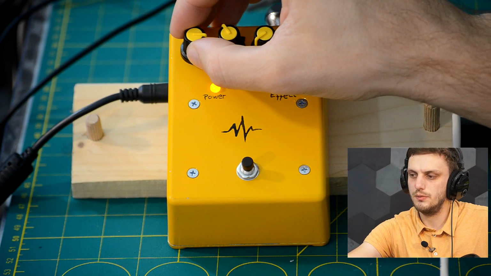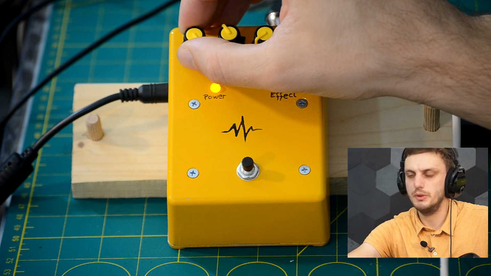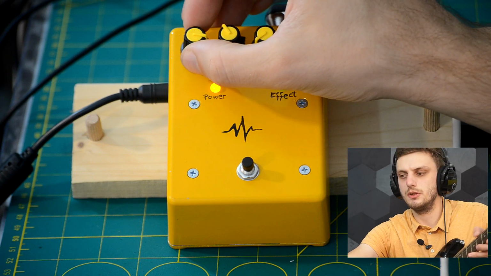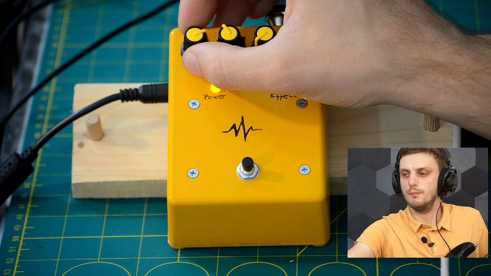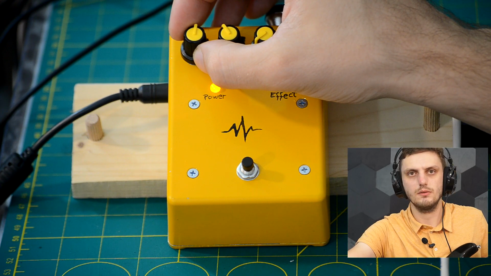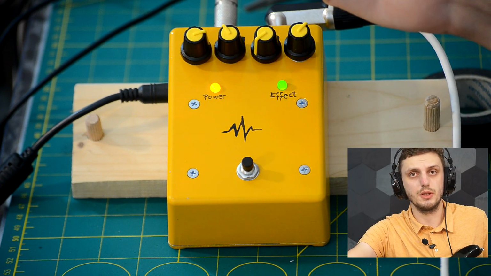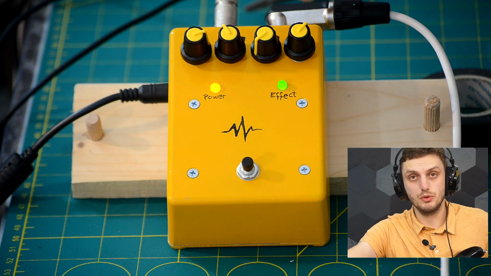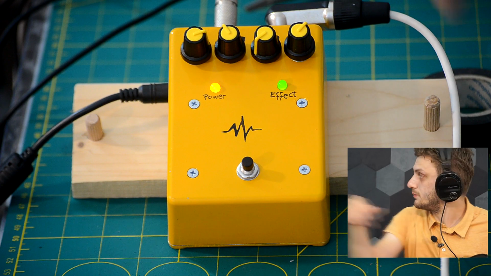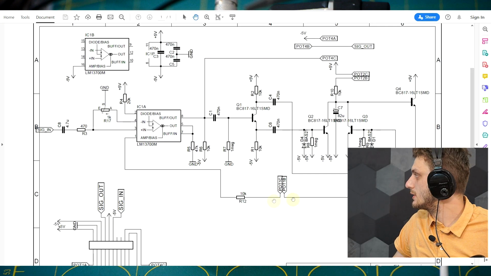If we try it out, we can set it to a minimum so we can barely hear it. And then if we turn it the other way around, it becomes very, very loud. Now there are two more potentiometers that I'm using. The one on the far right is connected in series with my feedback signal.